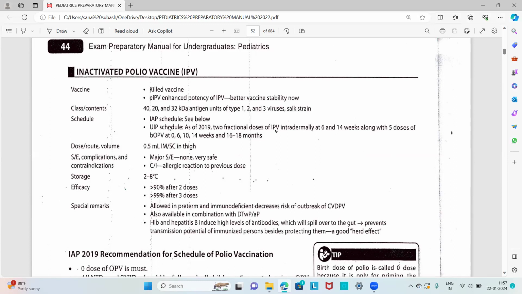Then schedule according to the IAP schedule. It is given at 6 and 14 weeks. And the dose is 0.5 ml intramuscularly or in the thigh. And the side effects, there are no major side effects. It is very safe. And the contraindication is an allergic reaction to the previous dose. And storage is 2 to 8 degrees Celsius.